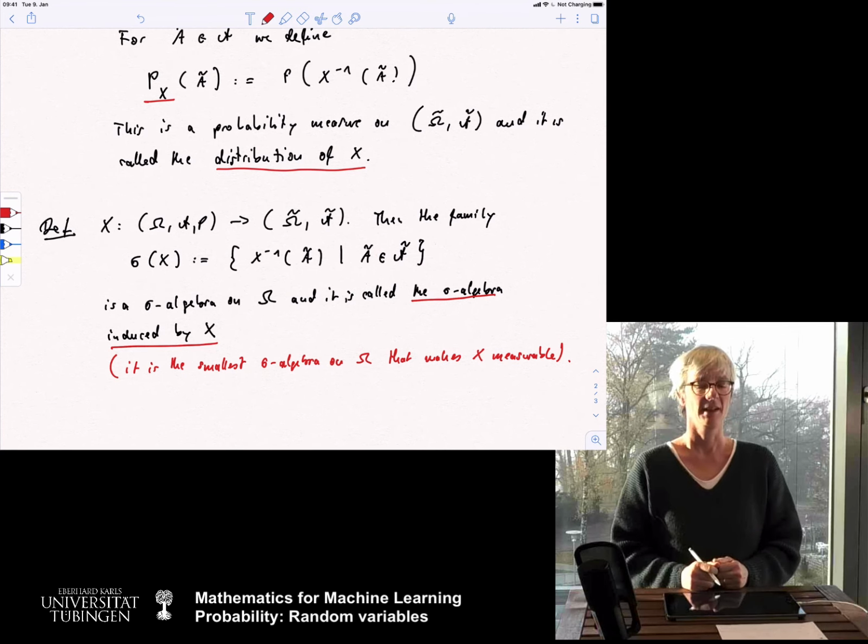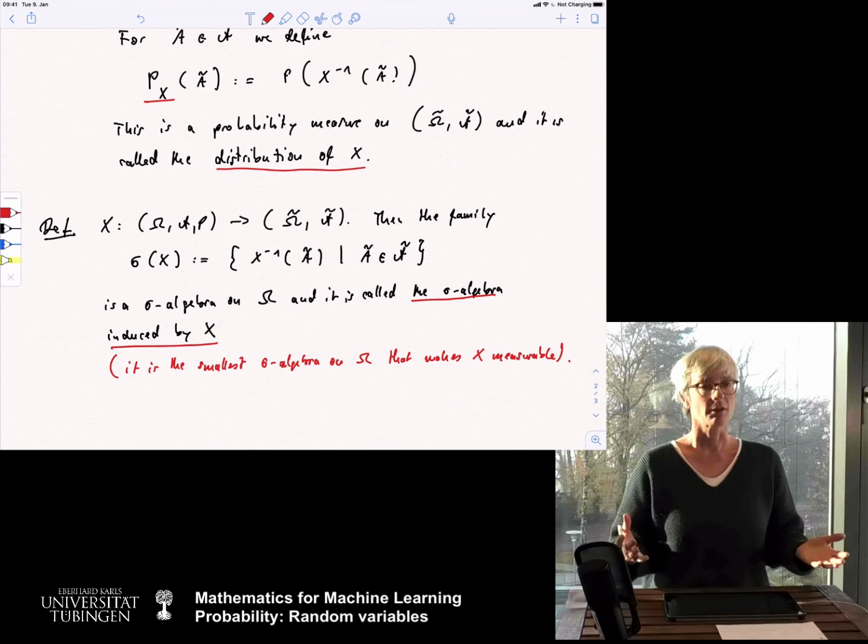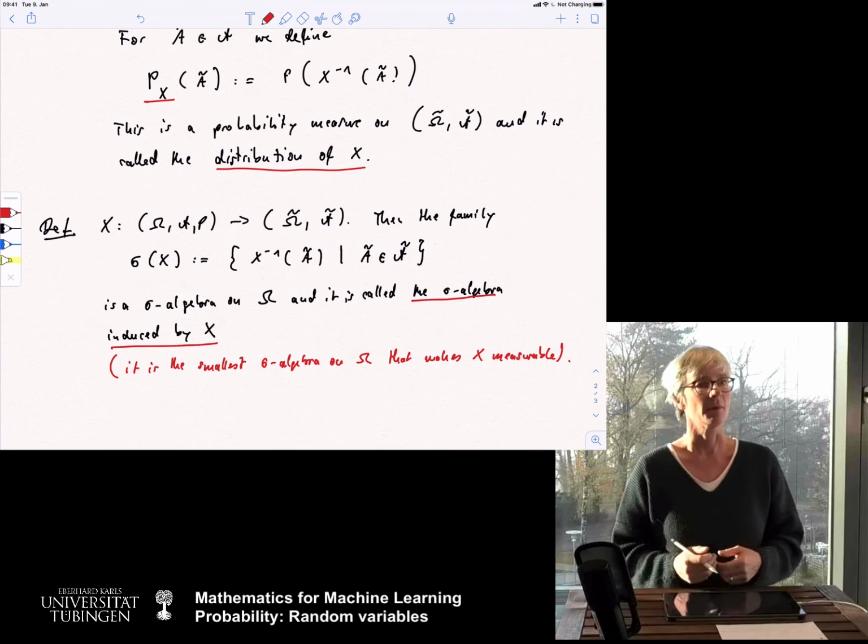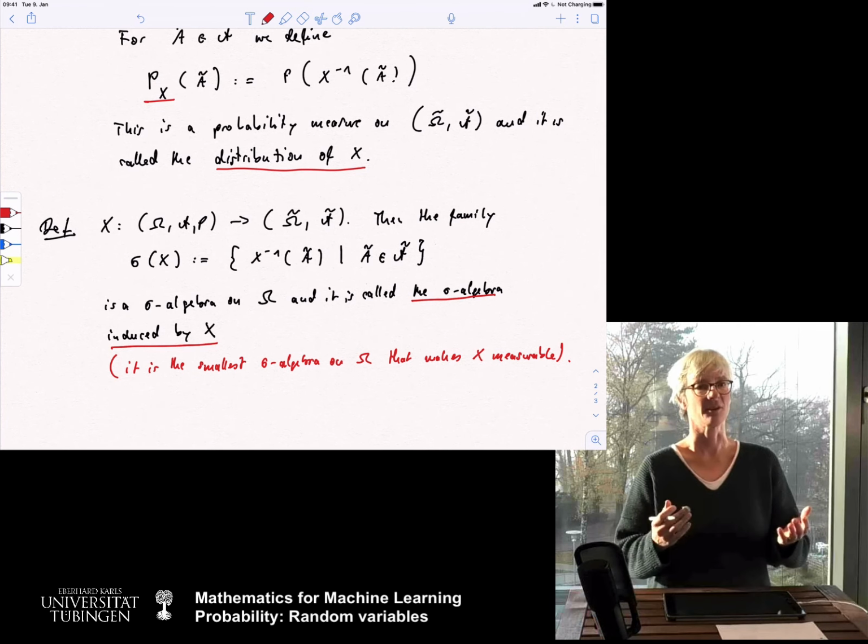Okay, and now in the next lectures we're going to see what are all the interesting statements we can make about random variables. That is essentially the essence of probability theory.